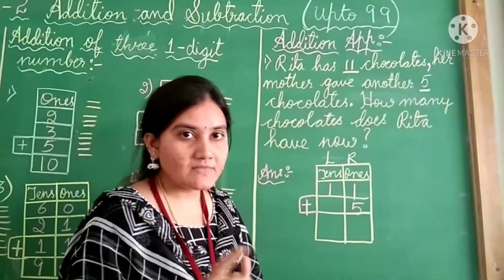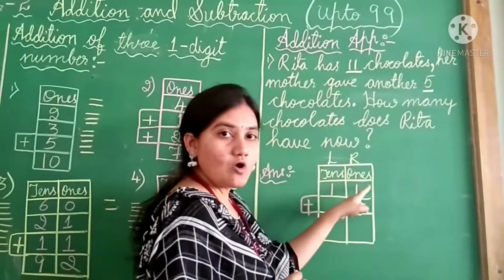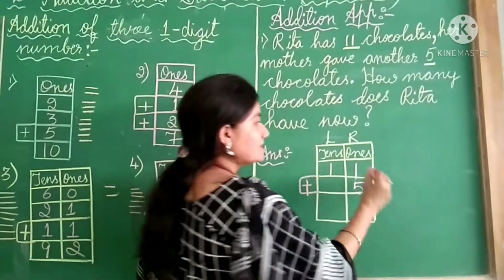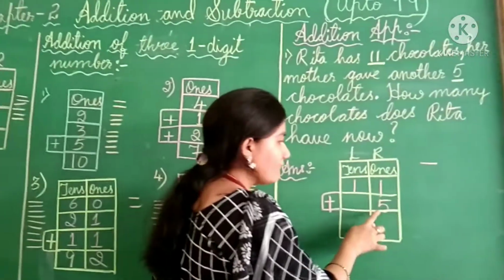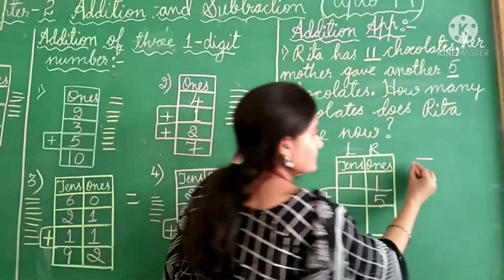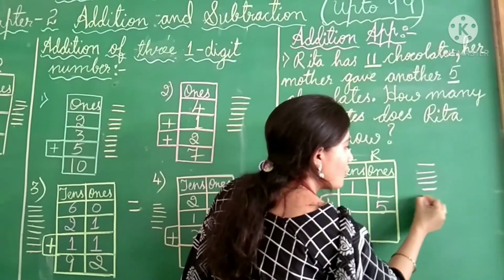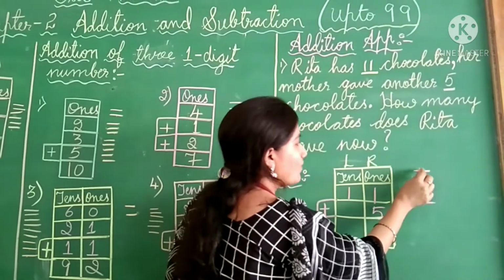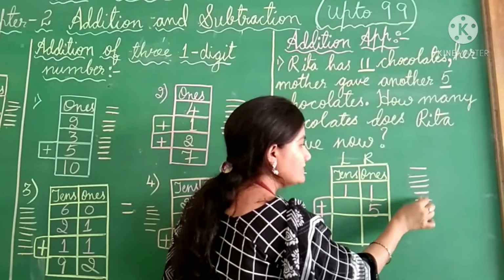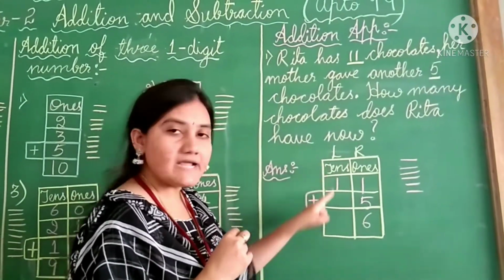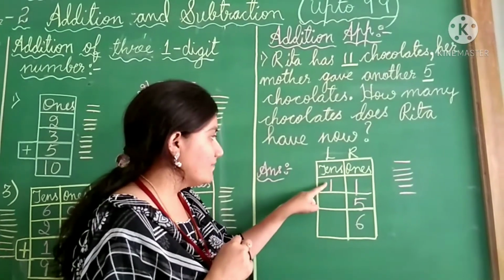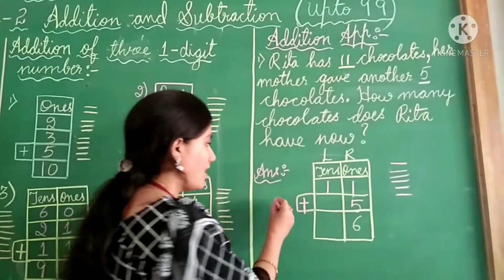Isn't it, children? So from where should we go? Yes, from ones. See, 1. 1 number means 1 line. Then 5 is there. Next, 5 lines. 1, 2, 3, 4, 5. Let's count now. 1, 2, 3, 4, 5, 6. 6 here. Ones over. Then we'll move to the tens. Okay? See here. What is the first number? 1. I'll draw 1 here.